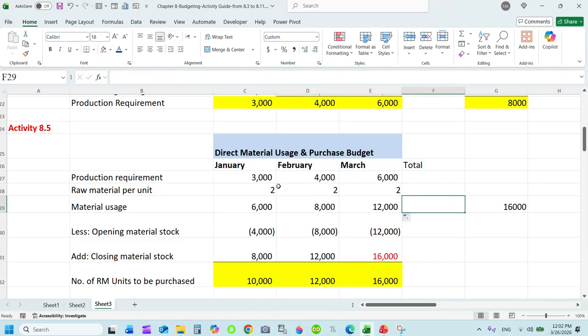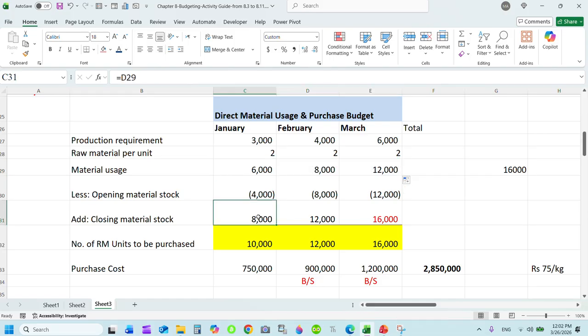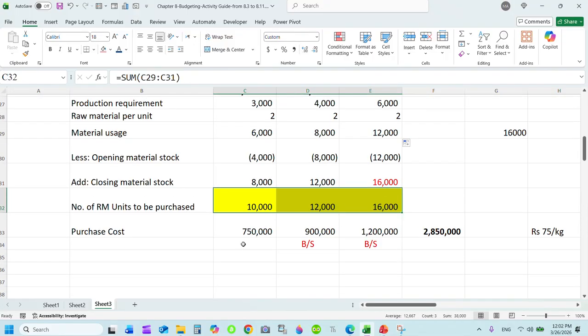Okay. So this is our material usage budget. Based on production requirement, we decide the material usage requirement, and by considering the closing stock requirement and adjusting for opening stock, we decide the number of units to be purchased. So this is our purchase requirement, and by adjusting the price, we can decide the purchase cost.